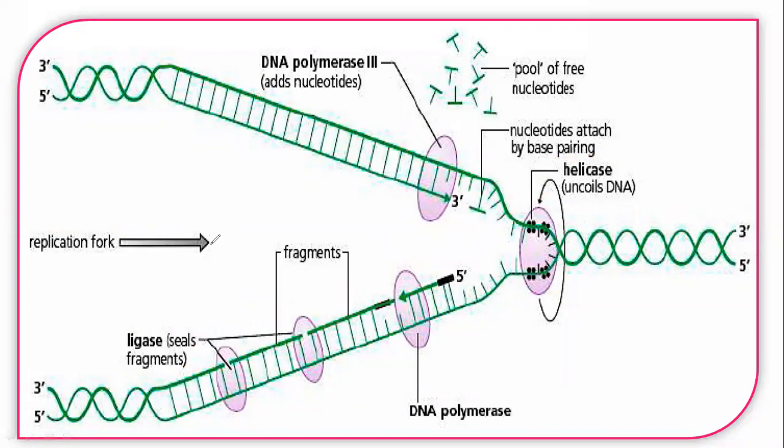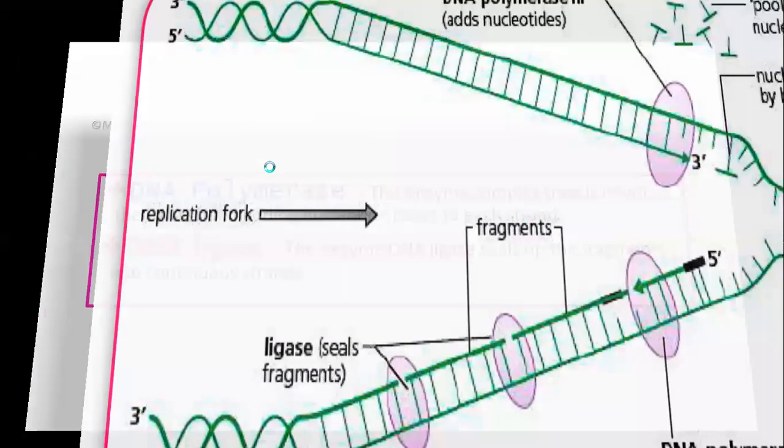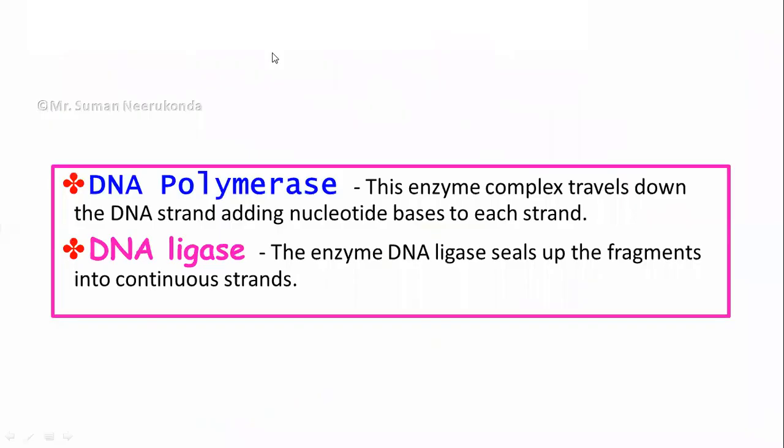Got it? So this is the way your DNA will start its replication. And here you can see DNA polymerase is adding nucleotides. So in all, let's revise again the function of DNA polymerase. This is the enzyme which travels down the DNA strand. And what is the only function? The sole function is to add the nucleotide bases to each strand.